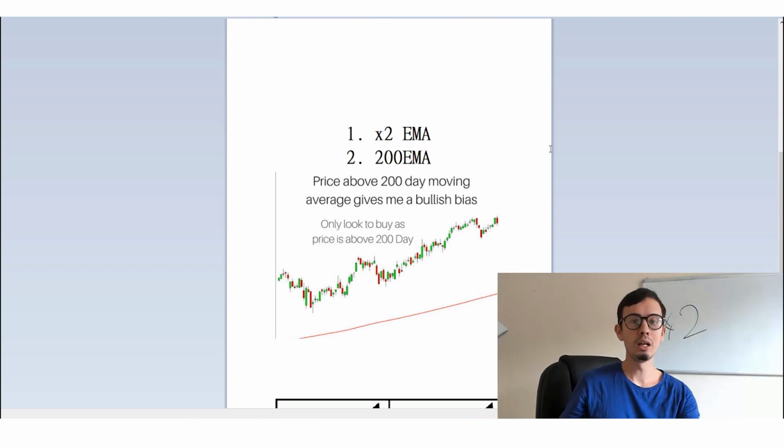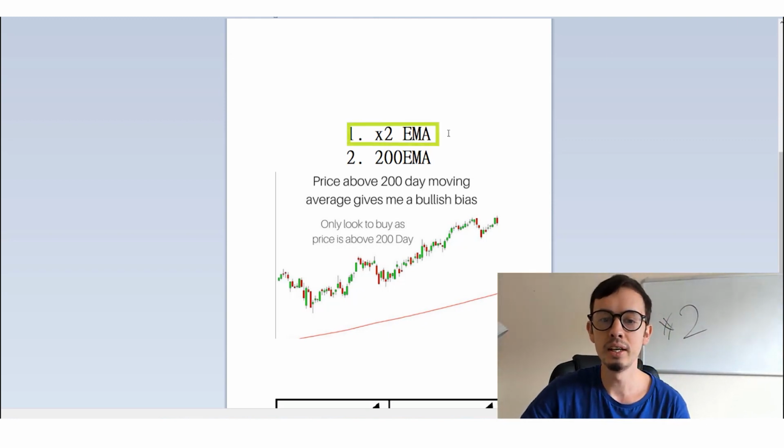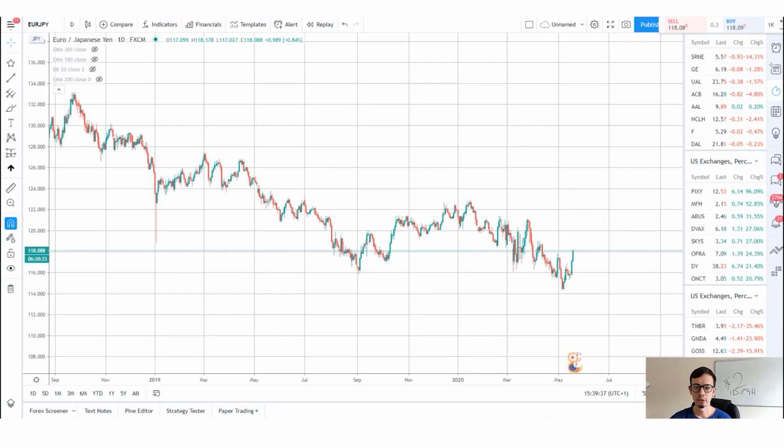In my opinion, in my trading experience, the first one is the 50 EMA and the second one is the 200 EMA. First we're going to take a look at the first one and then the second one. Actually, let's start from the second one, okay? Right, so let's do it.